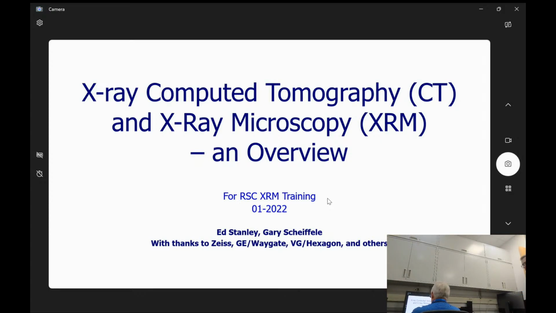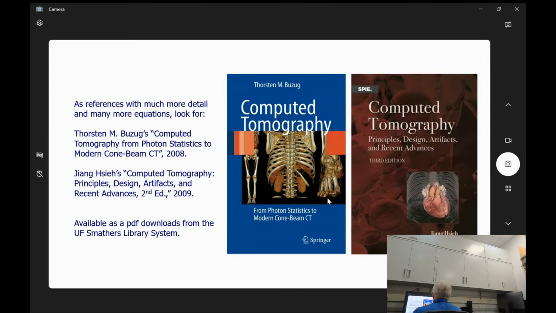So as we go through the overview, this is something that I use for training, but we can go into more detail. What I'm doing in the next hour or so is something that can easily be covered in a couple semesters' worth of courses. There are digital downloads available from our university library, and I'm sure many other universities have similar downloads. These are more for clinical applications. However, the basic principles apply throughout, whether I'm scanning rocks or metal castings or people.